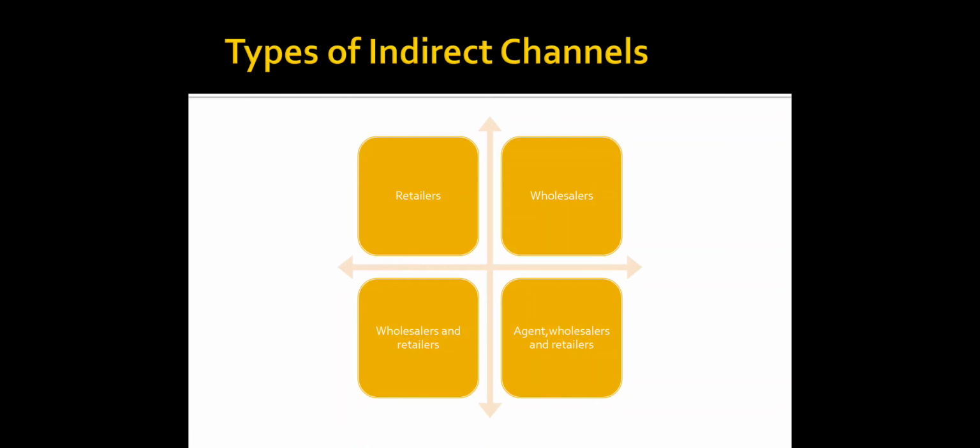First we studied there is only a retailer. Then we studied there is only a wholesaler. After that we saw wholesaler and retailer. That is, the wholesaler bought from the manufacturer, sold it to the retailer, and the retailer sold it to the consumer. Then we saw agent, wholesalers and retailers. Here the producer supplied the goods to the agent, the agent sold it to the wholesaler, the wholesaler sold it to the retailer, and the retailer sold it to the consumer.